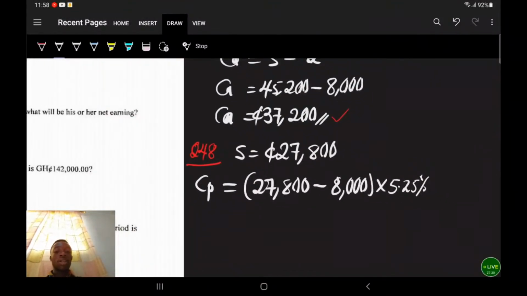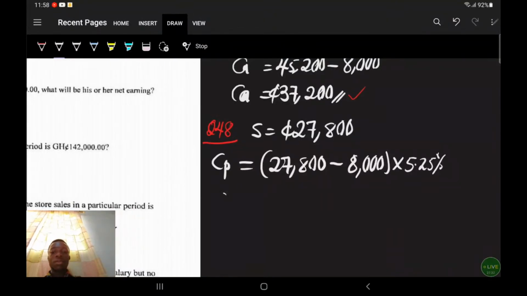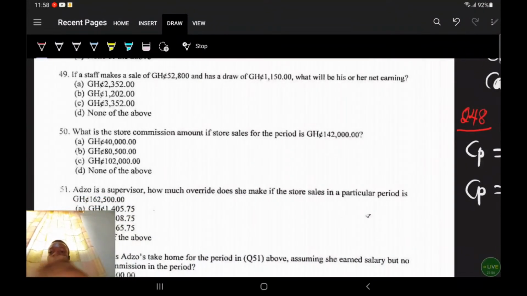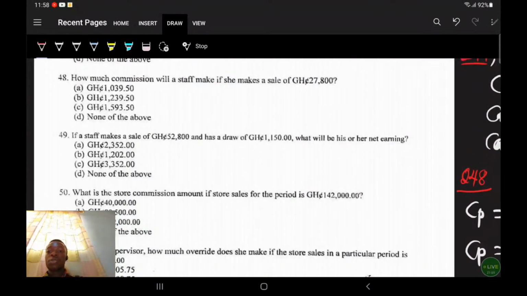Sorry for that. With my calculator, I had a personal commission for a staff for question 48 to be 1039.50. Let's see with your calculator whether you get the same thing. So 1039.50 is going to be for option A.